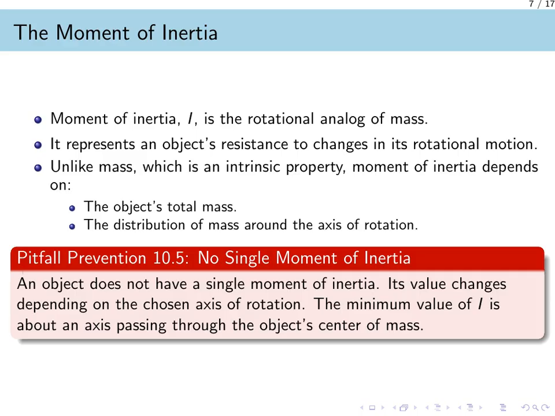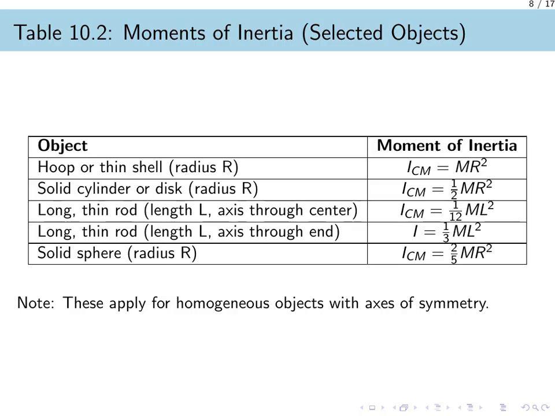This leads to an important point. An object does not have a single, fixed moment of inertia. Its value changes depending on the chosen axis of rotation. The moment of inertia is always smallest when the object rotates about an axis that passes through its center of mass. This table provides the standard formulas for the moment of inertia for several common shapes, which saves us from having to perform a calculus-based calculation each time.